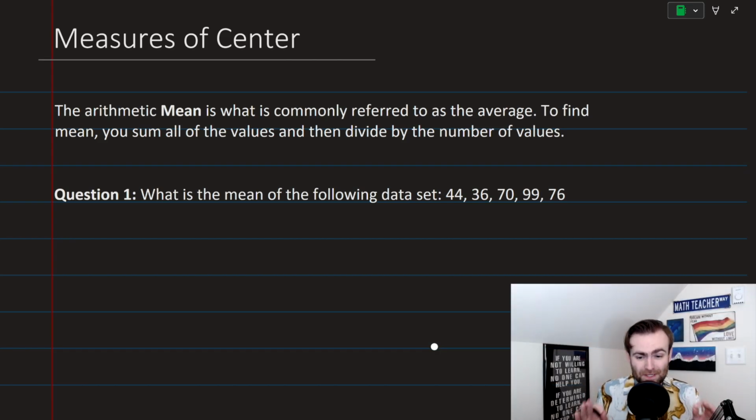So let's talk measures of center. There are three different ways to find the middle or the center of a data set. The first way we're going to talk about is called the arithmetic mean. You also may have heard of this as just the average, which is where you add up all of the numbers and then divide by the number of numbers you added.